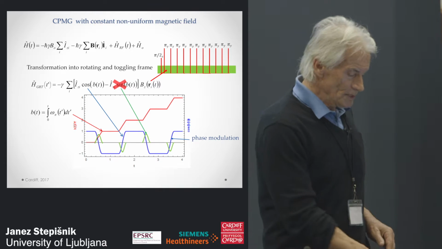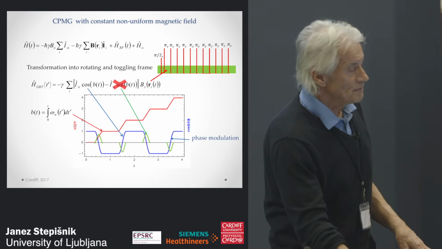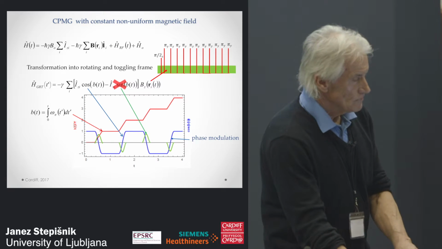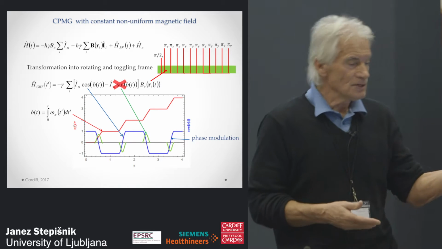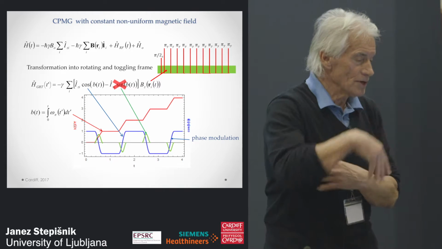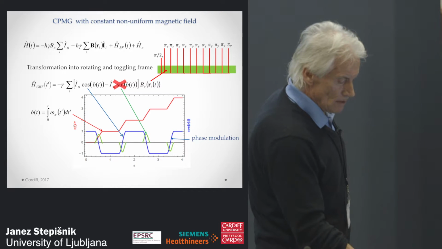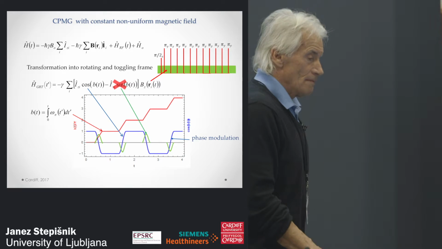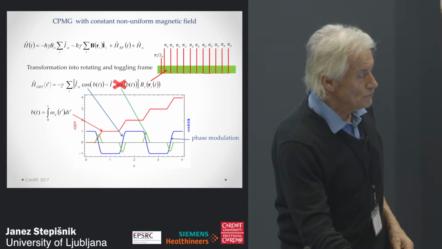But here we are assuming that the gradient is so strong that this term here prevails. Just by calculation, transforming the system into the rotating frame and the toggling frame, because the spins are all the time moving due to the pi pulses all around, it ends up that our effective Hamiltonian consists only of two parts.